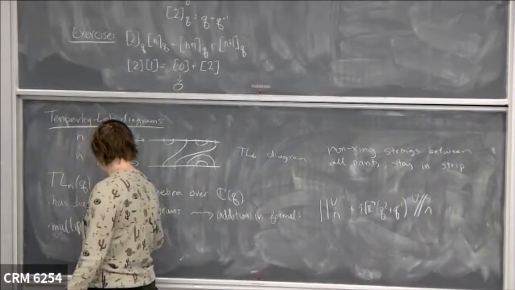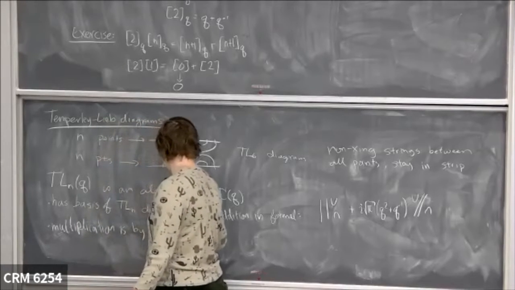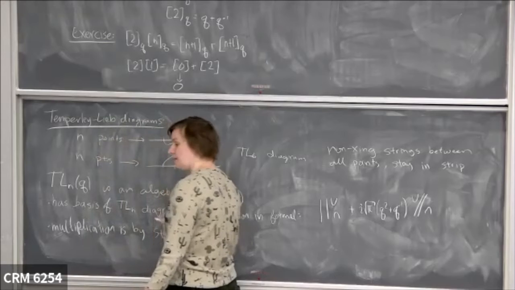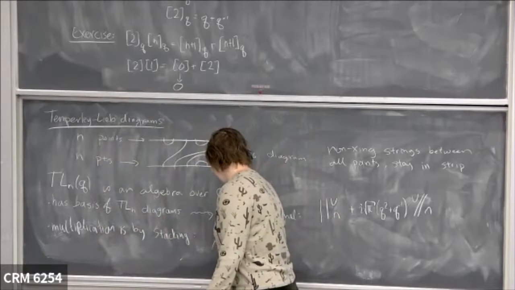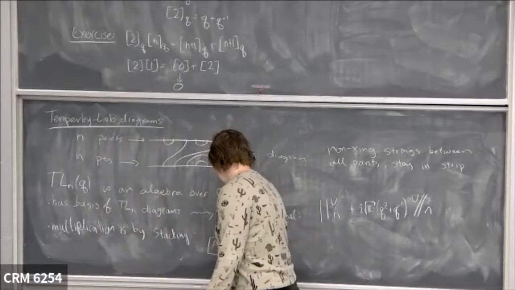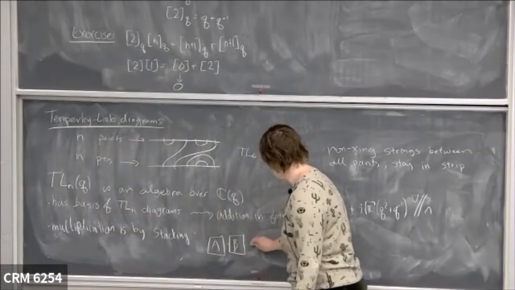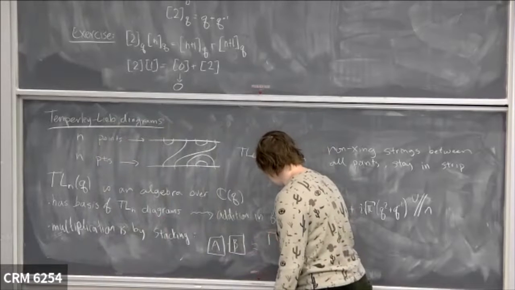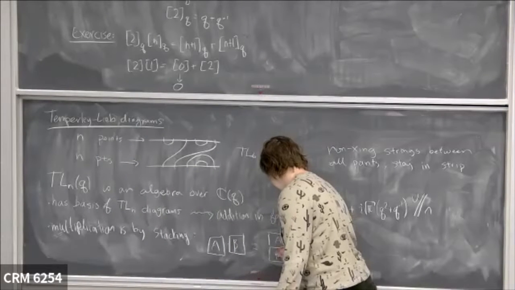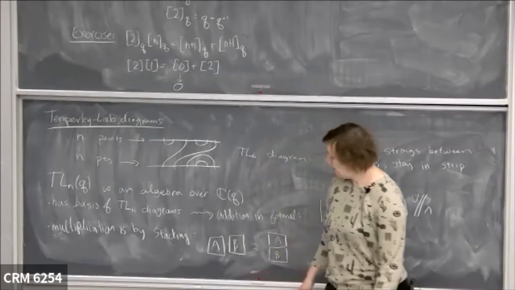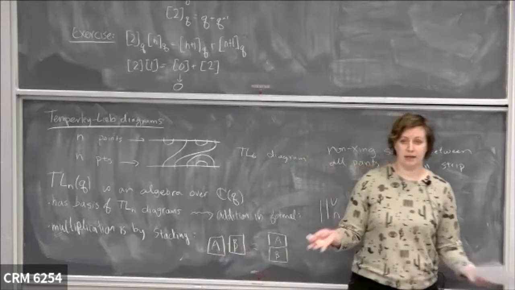Multiplication is by stacking our diagrams one on top of the other. So if I write A times B, I want to look at the diagram I get if I put A on top of B. So the top n points of A and the bottom n points of B get matched together.